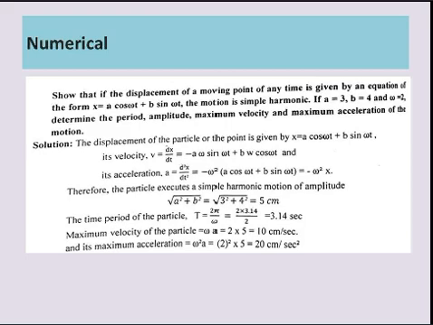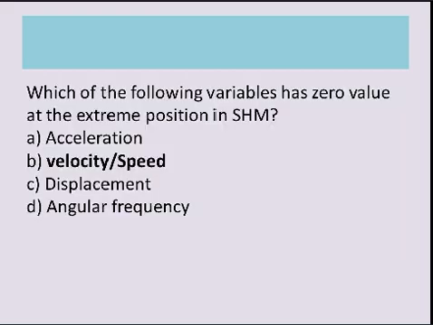So this numerical is very important. They can cut it short and ask you to find only any one term out of the 4 parameters. So now, a few more MCQs. Which of the following variables has 0 value at the extreme position in simple harmonic motion? We know that in simple harmonic motion there are 2 extreme points and there is a mean position. Now they are asking which variable is having 0 value. So the velocity, or they can term it as speed, is having 0 value at the extreme position in simple harmonic motion. The correct answer is velocity or speed.